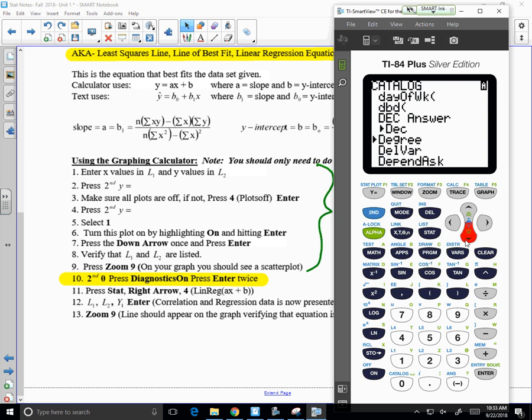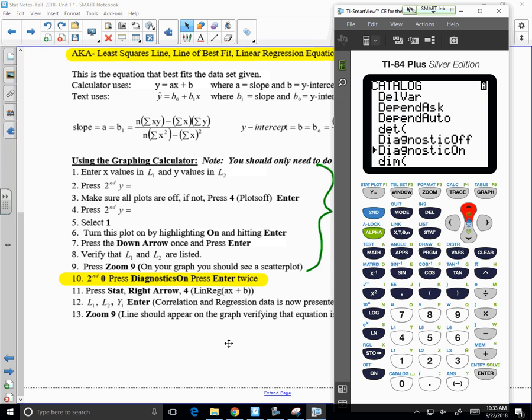But you're looking for diagnostic on. Just be careful, there's a diagnostic off there too for some reason. So it's diagnostic on. So once you get there, sit tight and I'll get everybody on the same page.